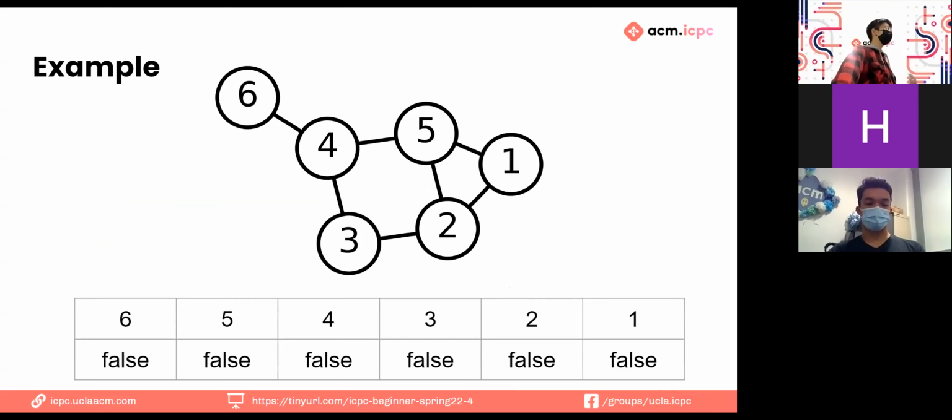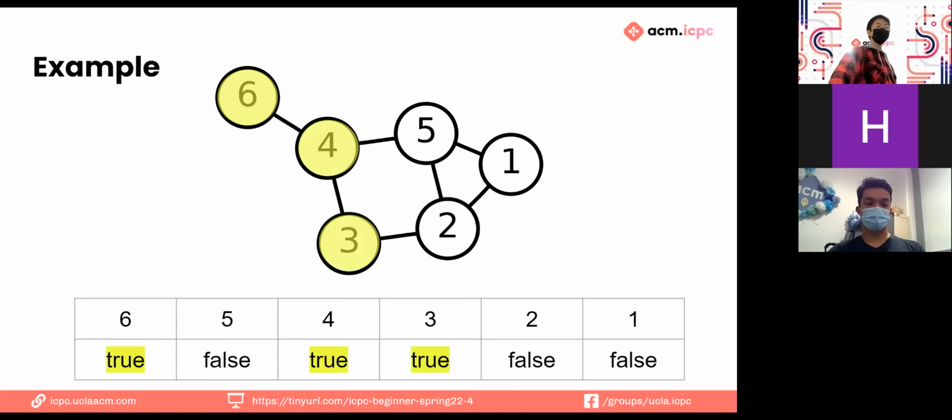Initially, when we haven't started DFS, every slot in the array would be false. Now, if we start DFS on node 6, we would mark slot 6 of the array as true. If we move to node 4, we would mark node 4 as visited. After moving to node 3, we would mark node 3 as visited.